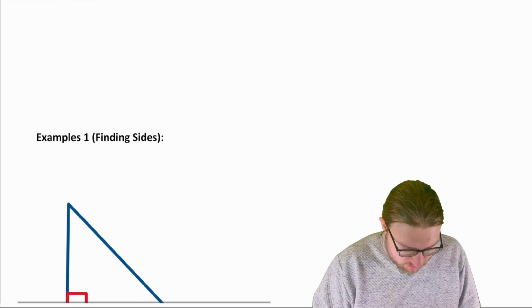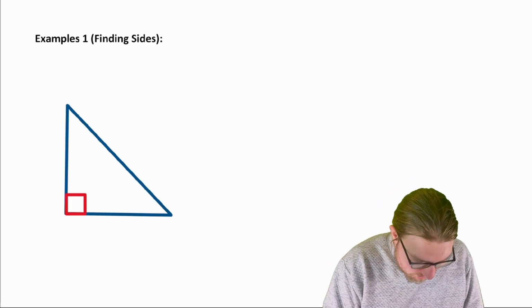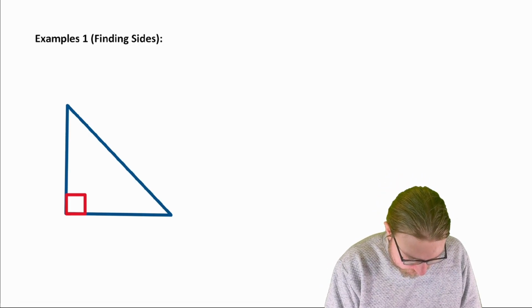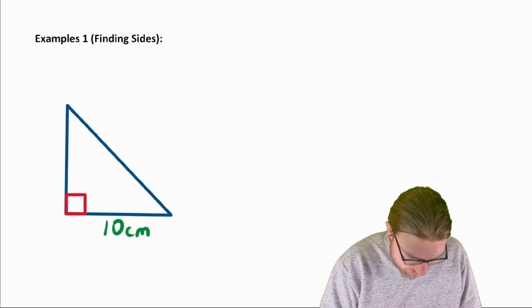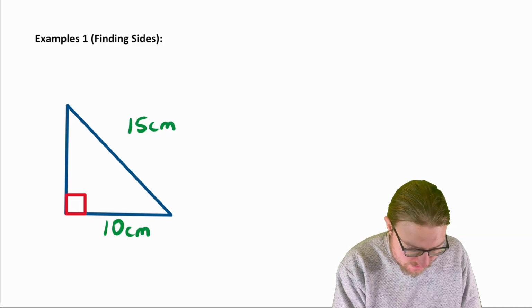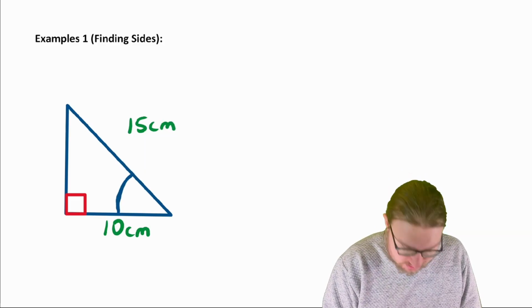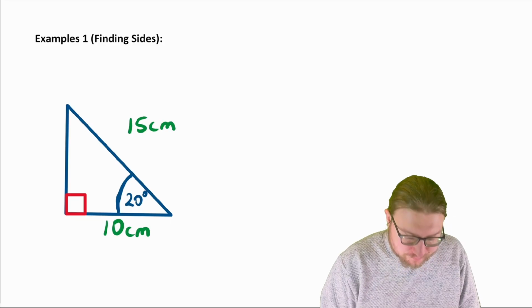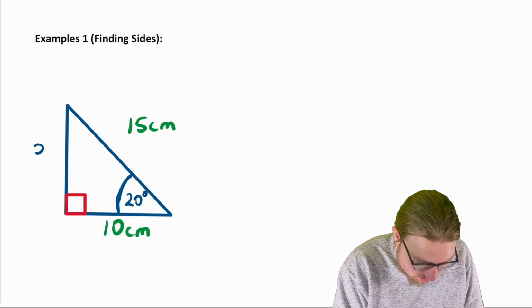Awesome. Let's have a look at a real example over here. Let's say we have 10 centimeters on the side, and we have 15 centimeters on the side, and we've been given that this angle over here is 20 degrees. So how can we now figure out the other side? Let's call this side X.